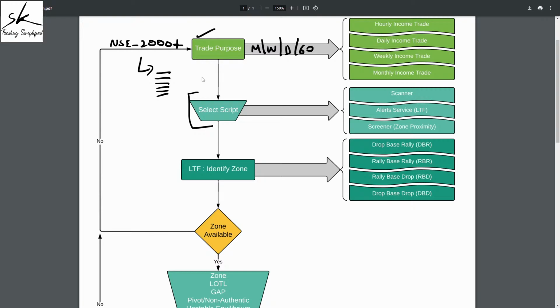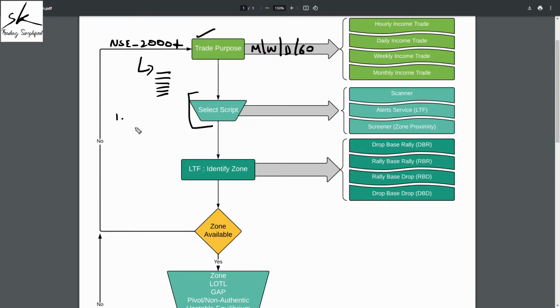For this, we use certain computer programs which are called scanners or screeners. The way these scanners or screeners work is that we input certain conditions into them: these are the conditions I'm looking for. Then these scanners identify, out of a number of symbols, which symbols match those conditions. Whatever is matching those conditions gets shortlisted for us, and that is how we get a smaller list.